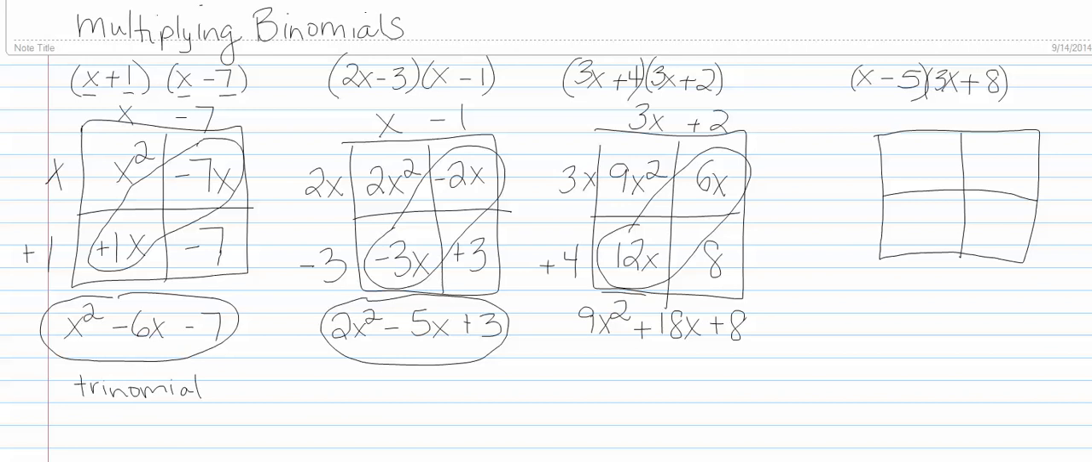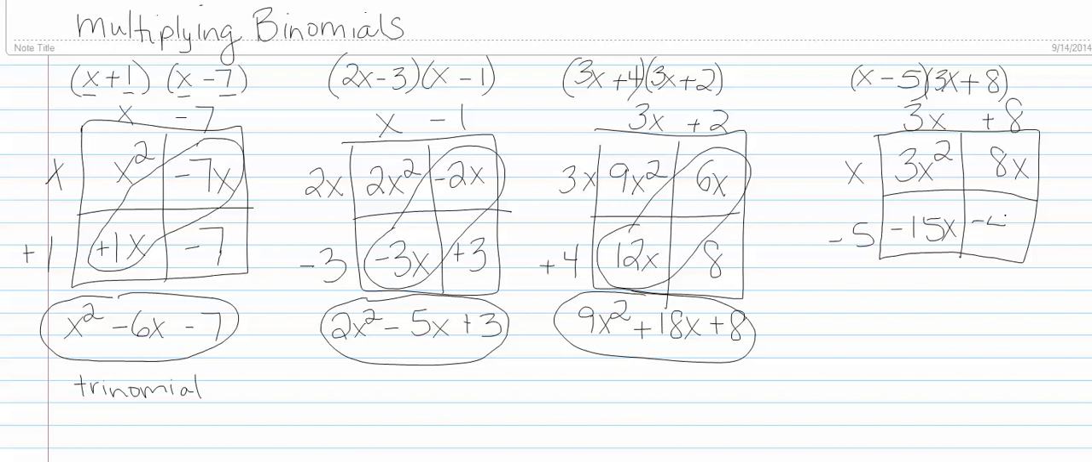And my last example, I have x minus 5 being multiplied by 3x plus 8. In the upper left-hand corner, x times 3x is going to give me 3x to the second. In the bottom left-hand corner, negative 5 times 3x is going to give me negative 15x. In the upper right-hand corner, x times 8 gives me 8x. And in the lower right, negative 5 times 8 gives me negative 40.